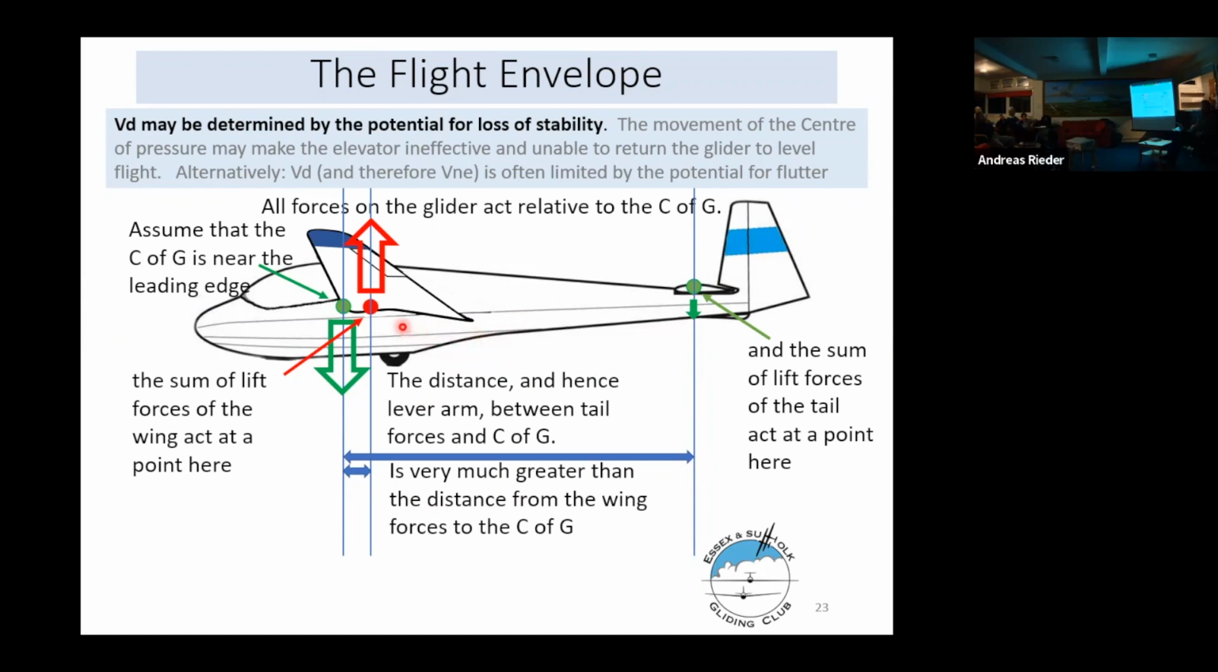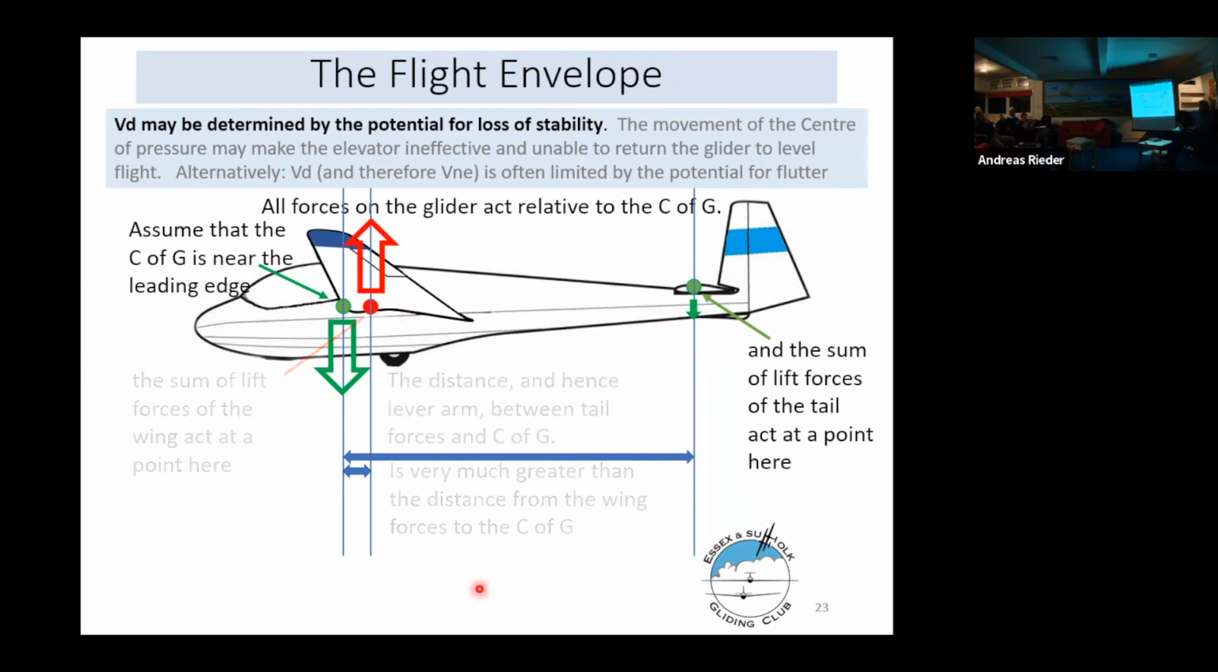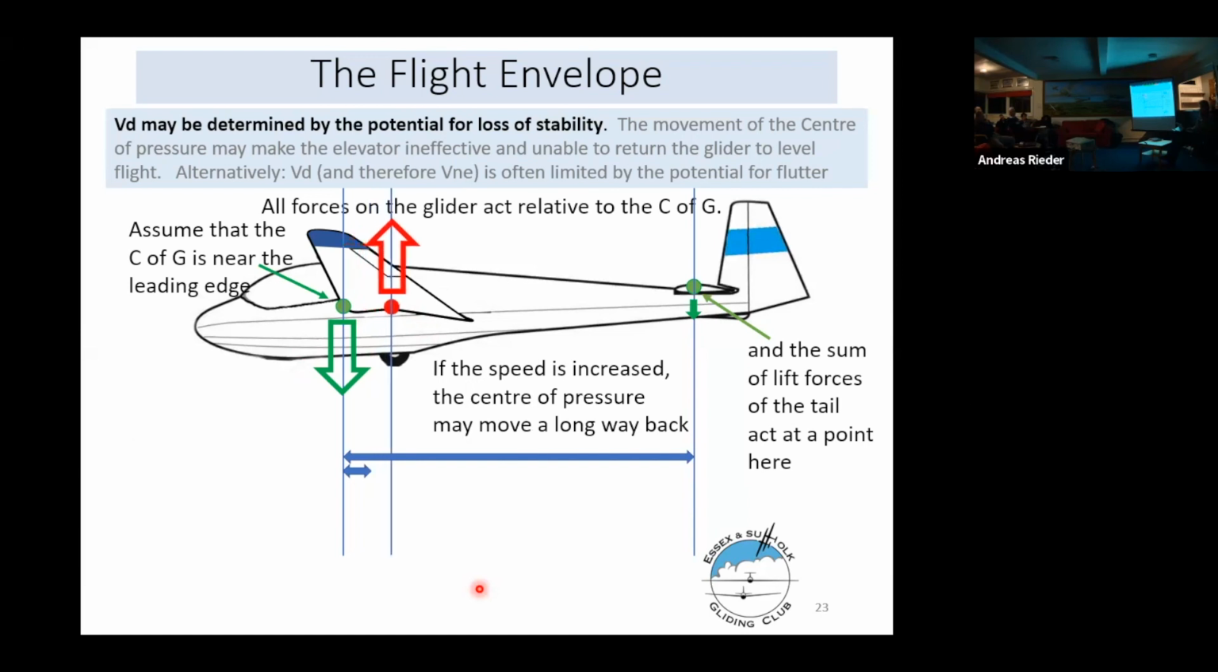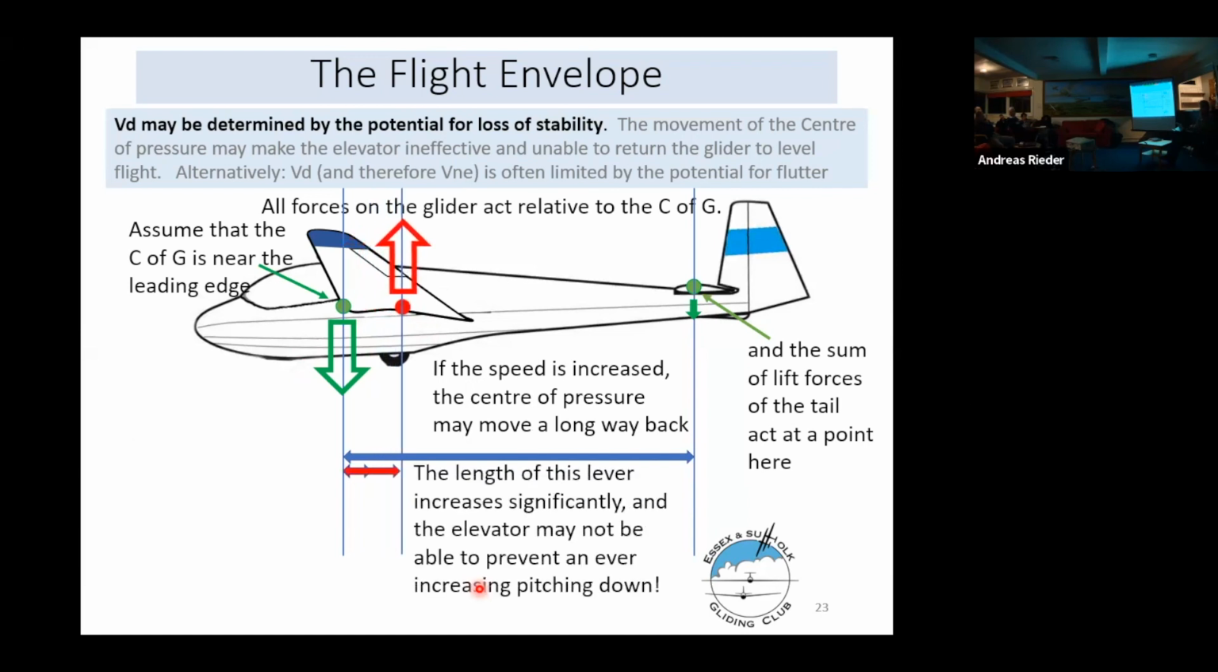Now, as we fly faster and faster, I explained in the previous slide that the centre of pressure will move backwards. So let's move the centre of pressure back. This length has increased quite dramatically. It's probably twice what it was previously. So the lever arm between that force and that force has increased in length. So the tendency for this glider to pitch down is much greater than it was. And the tail may now not be strong enough to overcome that pitch down movement.